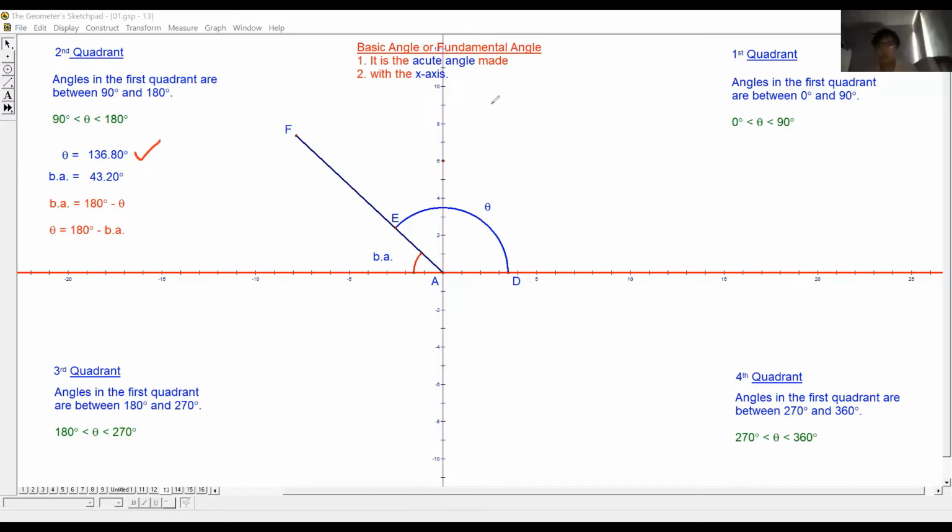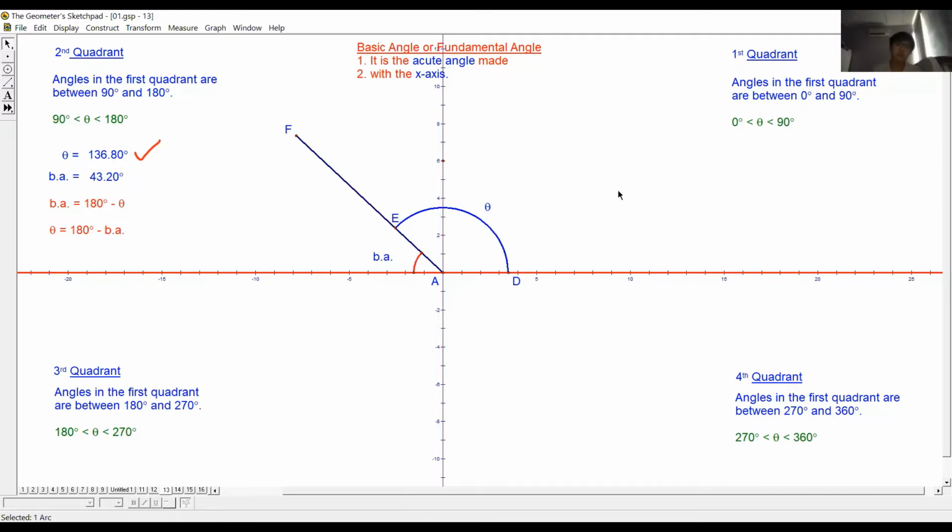Now, from our definition of basic angle, what is the acute angle with the x-axis? Can it be this blue line? This blue line is no longer an acute angle. What is the acute angle with the x-axis? This is the one. This is the acute angle with the x-axis. So although the angle is 136.8 degrees, the basic angle is not 136.8 degrees. It is 43.2 degrees. How to get 43.2 degrees?